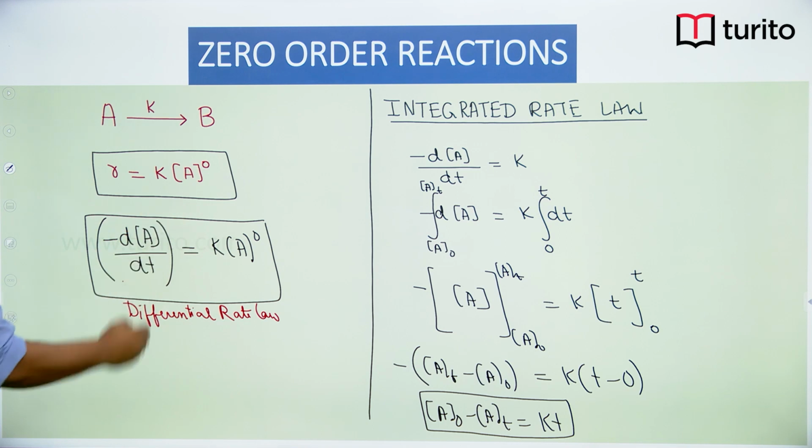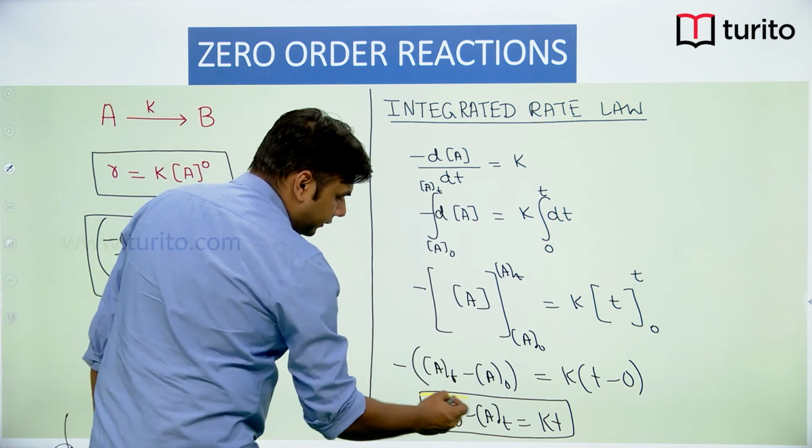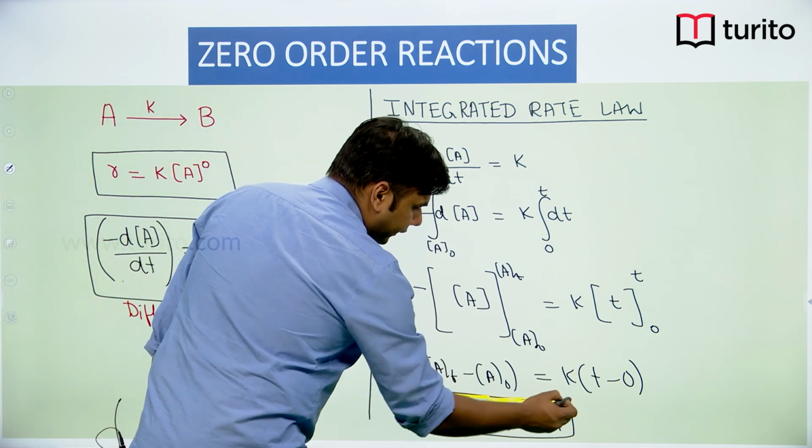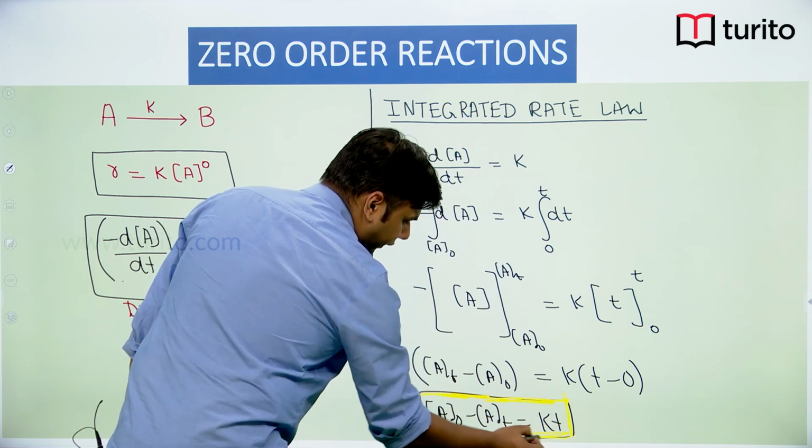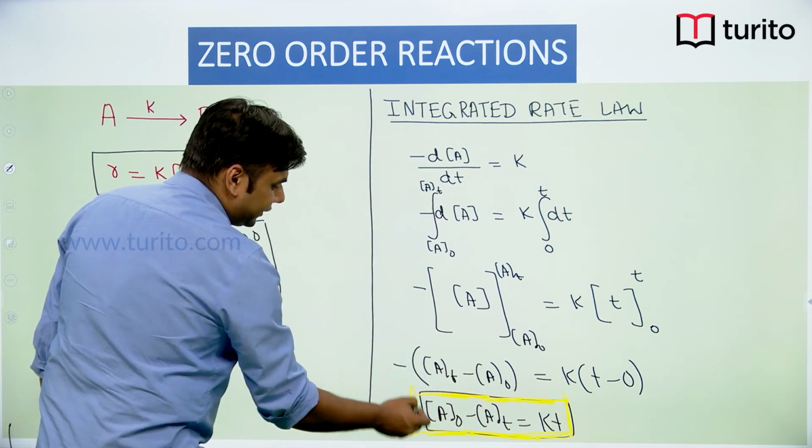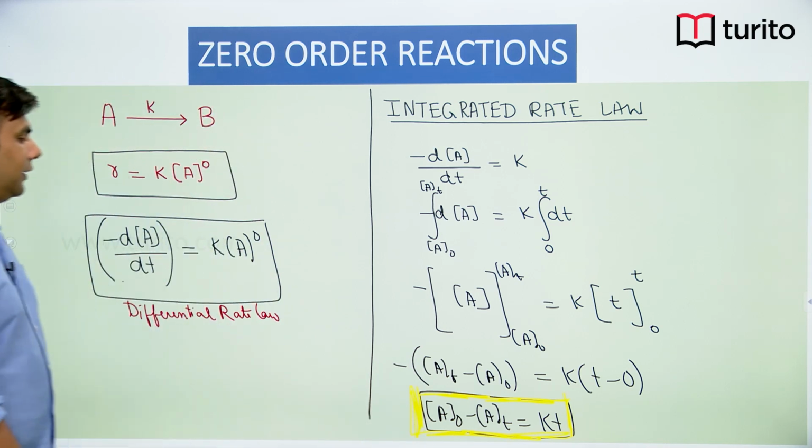Okay. So this becomes the integrated rate law for a zero order reaction. So this expression is now very important. This is basically the integrated rate law for a zero order reaction. I hope this is clear to everyone. This is just a basic integration which we are carrying out. I hope this is clear.